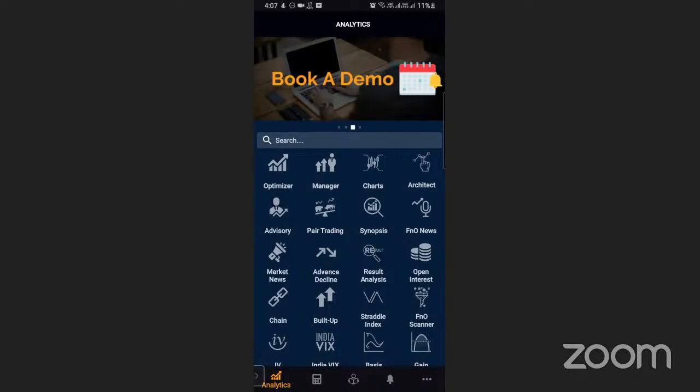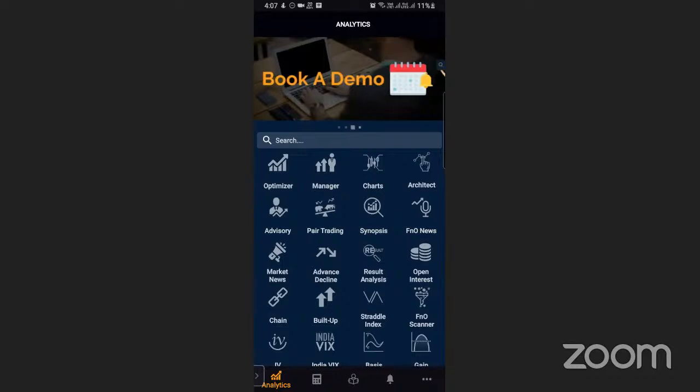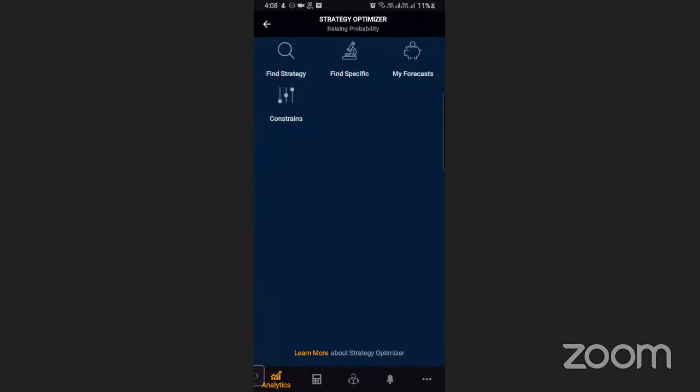Now see the first tool, option optimizer. What is option optimizer, to be precise? This is a tool which helps me find option strategies based on my view. Suppose I'm a new person who wants to explore the options market more and more. I want to learn what different types of strategies I can make for one direction.